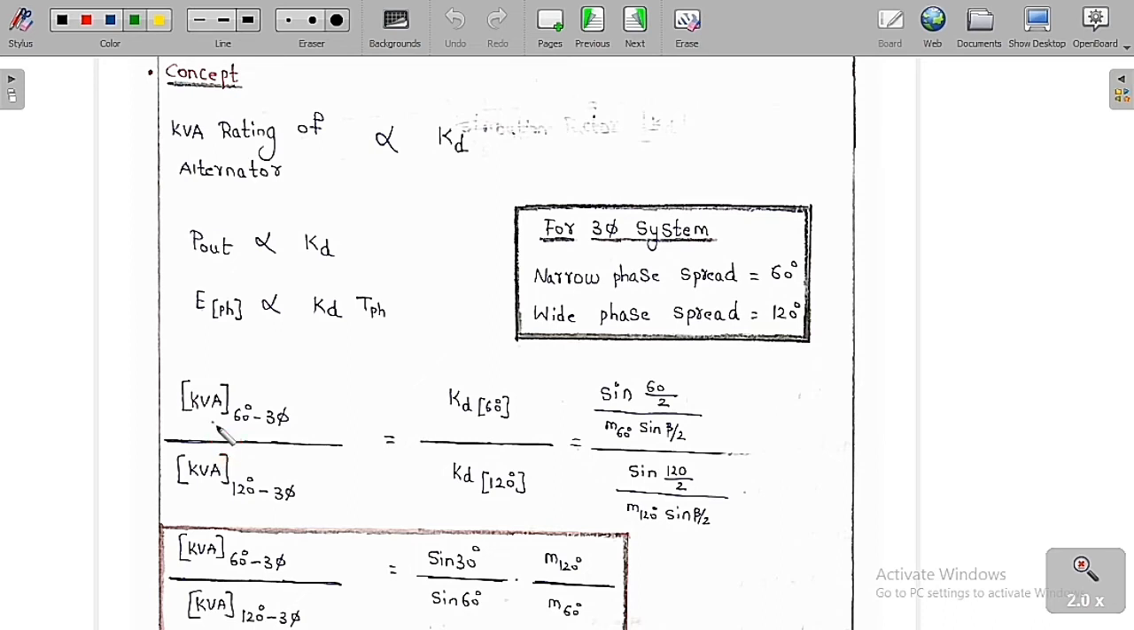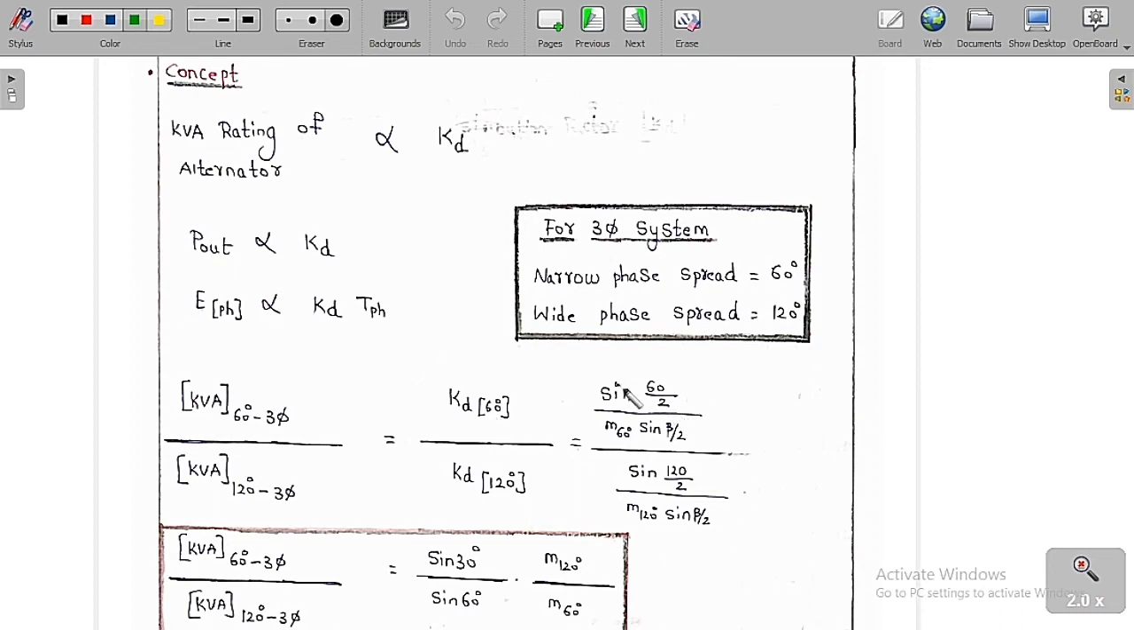I have already told you the kVA rating is directly proportional to the distribution factor. So we take Kd at 60 degrees over Kd at 120 degrees. This is Kd for the 60 degree phase spread, and this is for the other phase spread. I have already told you the formula of Kd. Kd is simply sine of m beta by 2 divided by m into sine of beta by 2.